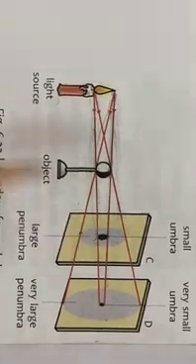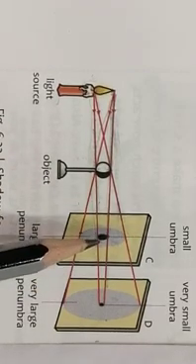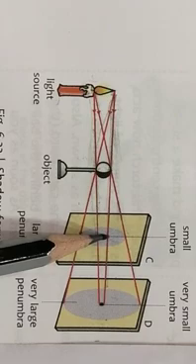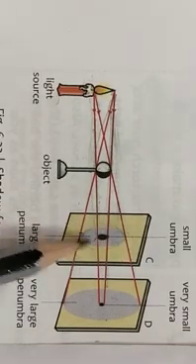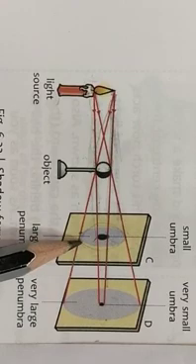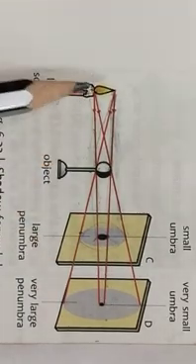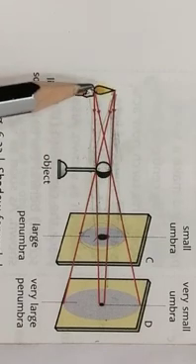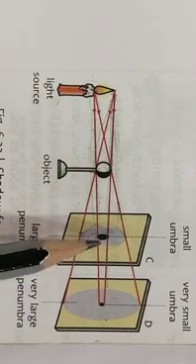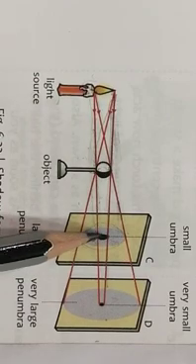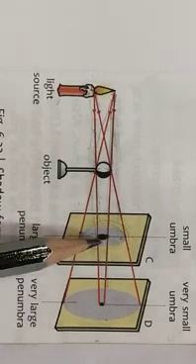Now look at the size of the umbra we have got. The size of the umbra we have got over here is small, isn't it? But the size of the penumbra that we get over here is large. So when we have a light source bigger than the size of the object, the size of the umbra is small and the size of the penumbra is large.